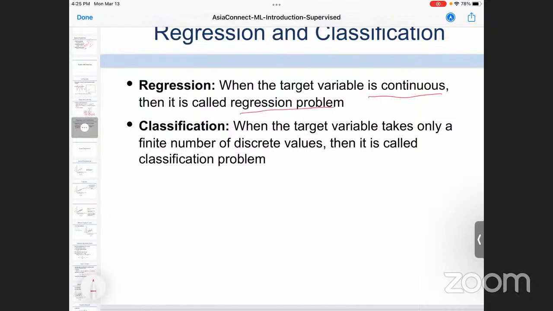Then what is classification? When the target variable takes only a finite number of discrete values, for example, spam, non-spam, this is a binary classification, right? Or you can identify digits, 1, 2, all up to 9. So these are called classification. From handwritten characters, you can identify digits. This is also a classification problem.